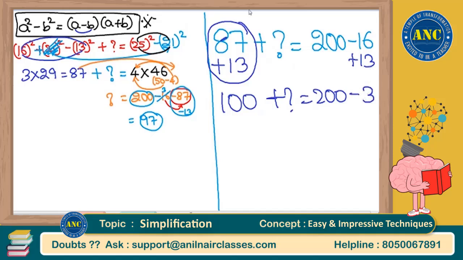Can I say now 200 minus 100 is 100. So this will cancel as 0. 100 minus 3 is 97. Any way you want to do it, you will end up with the same answer.